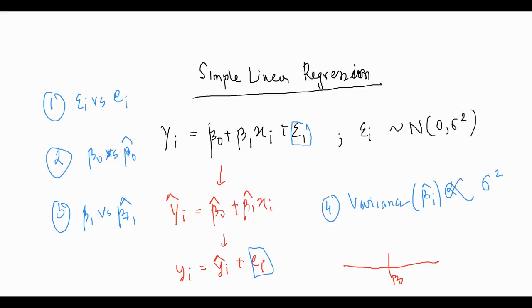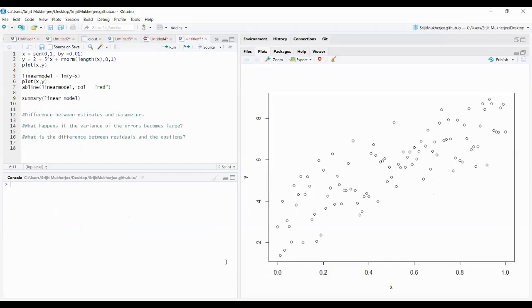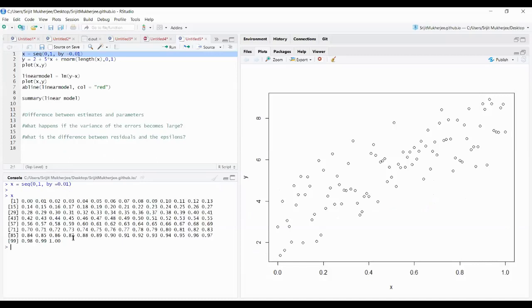So let's go to R coding now. I hope all of you can see the screen now. So what I will do, I will first take some random xi's. I am just taking an x sequence of xi's from 0 to 1, with 0.01 interval, okay.